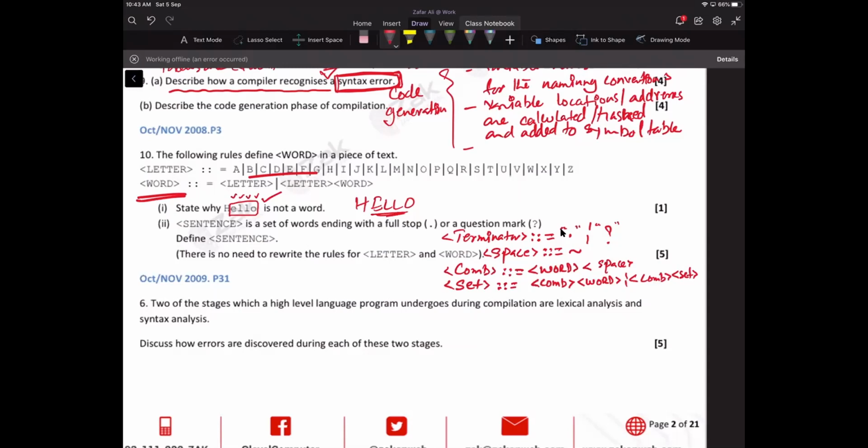And then what is a sentence? Sentence is defined as a set and terminator. All right. So what is a terminator? Terminator is ending a sentence either with a full stop or question mark.